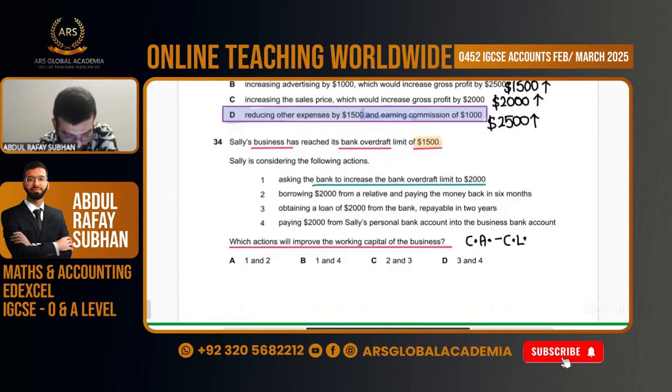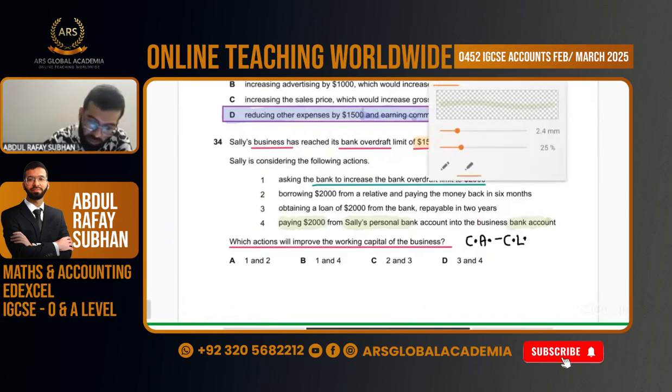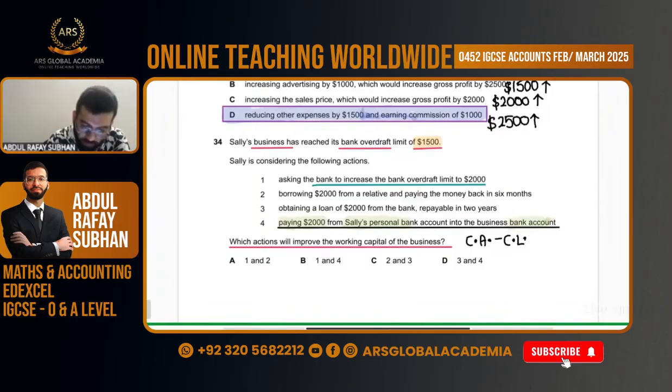So it will be current assets and current liabilities. If you are bringing in additional capital, it always helps. Paying $2,000 from Sally's personal bank into the business bank account means you are bringing in more capital. This will help you clear the overdraft. The overdraft limit was 1,500 and she has already reached it. So paying $2,000 from Sally is definitely going to improve working capital, because money is coming in, cash inflow is injected, so assets will go up.